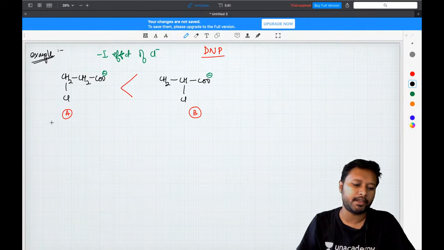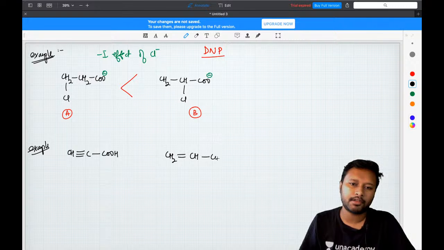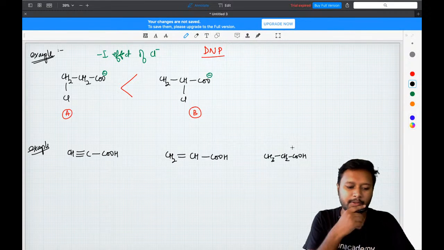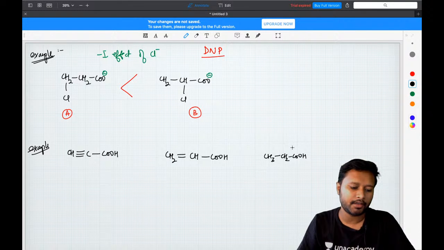Let's take one more example. You guys have to tell me. In this example I have CH triple bond C COOH, this is one of them. Then I have CH2 double bond CH COOH, and the other one is CH3CH2COOH. Fine. So which of them is going to be the most acidic? You have to tell me which of these is the highest acidic.